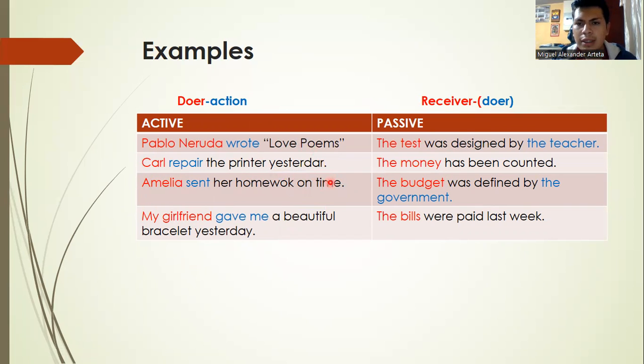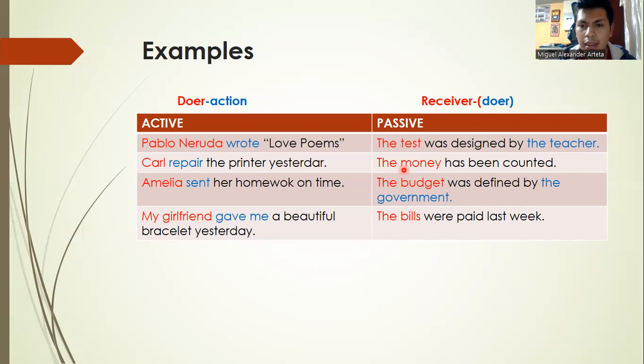But in the passive voice, we highlight the receiver. And optionally, we can talk about the doer. But the principal thing in the passive voice is to highlight the receiver. So in the first example, we have the test was designed by the teacher. The test is the receiver, the doer is the teacher. In the other case, we have the money has been counted.